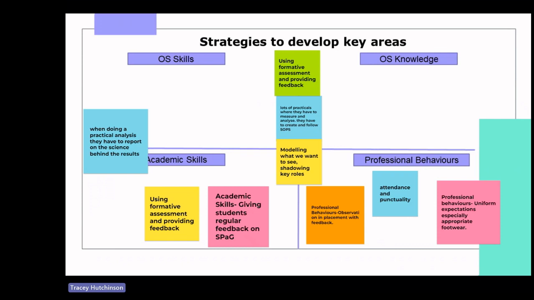They feel that that would help develop all areas, lots of practicals, lots of modelling and shadowing, and professional behaviours, having things like a uniform, setting uniform expectations before they go into clinical settings, both in the classroom as well as on those placements. And simple, everyday important behaviour such as attendance and punctuality.